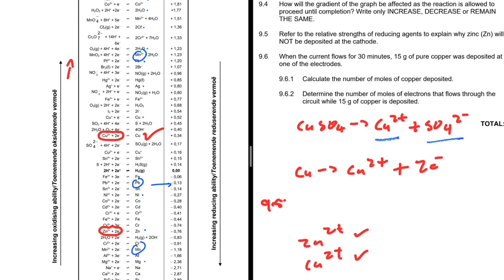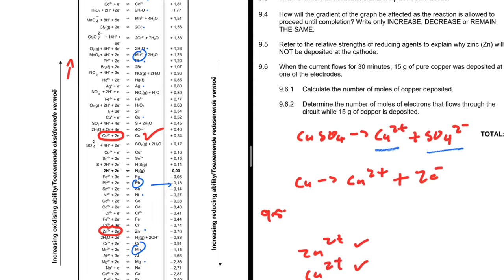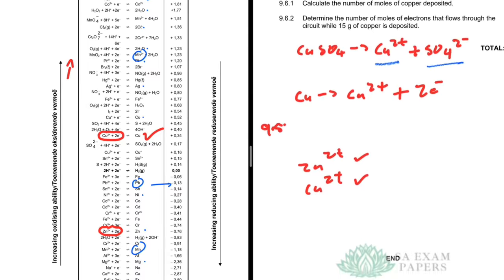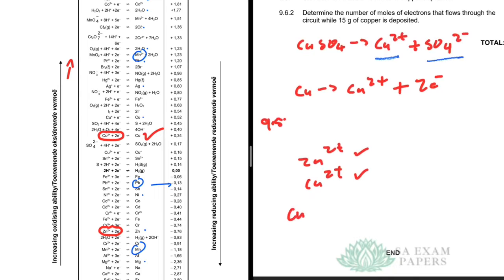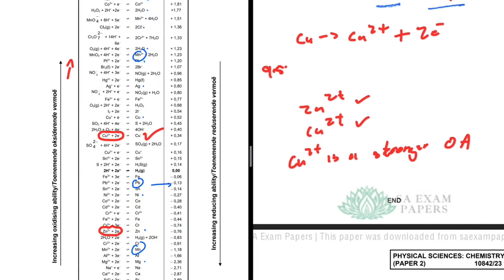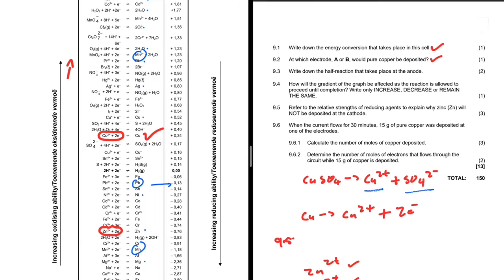So the answer to 9.5, which is saying refer to the relative strength of reducing agents to explain why zinc will not be deposited at the cathode: zinc will not be deposited at the cathode because copper 2 plus is a stronger oxidizing agent, right? And zinc 2 plus is a stronger reducing agent. Therefore, that is the reason why it is copper 2 plus that's going to be deposited at the cathode and not zinc 2 plus. Okay, that is 9.5. Let's take a look at 9.6.